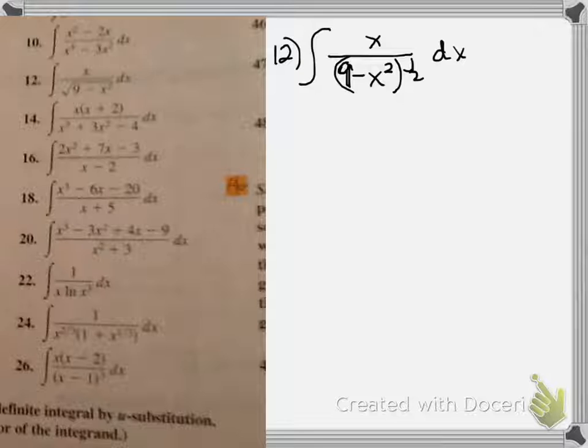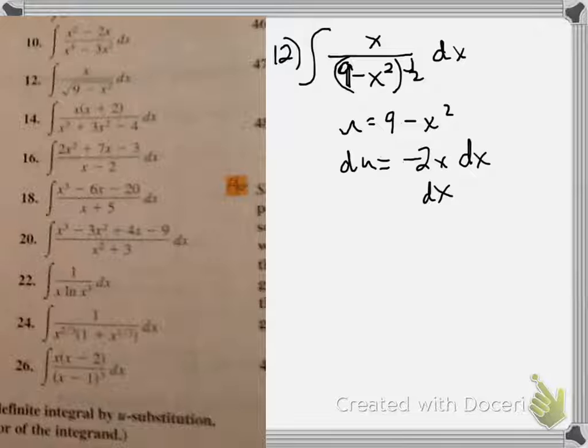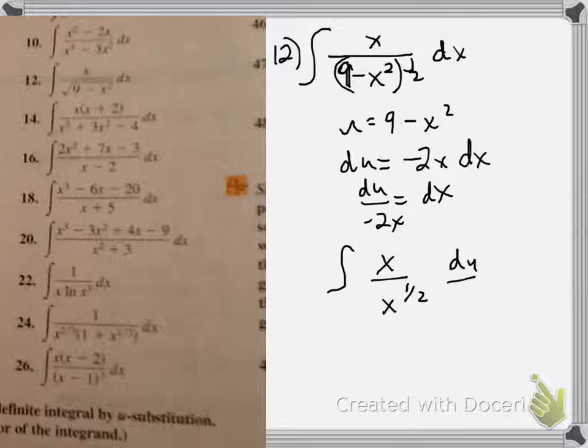Number 12, let u equal 9 minus x squared. So du equals negative 2x dx, and dx equals du over negative 2x. Same steps. Substitute. So we have du over negative 2x. The x's cancel out.